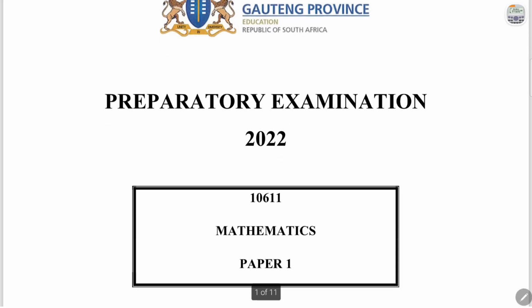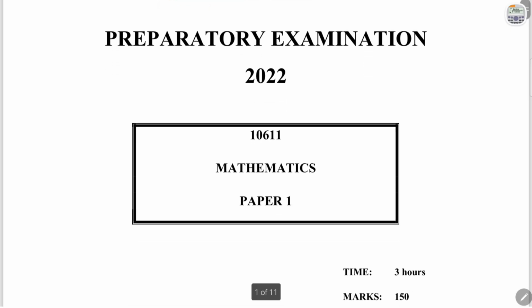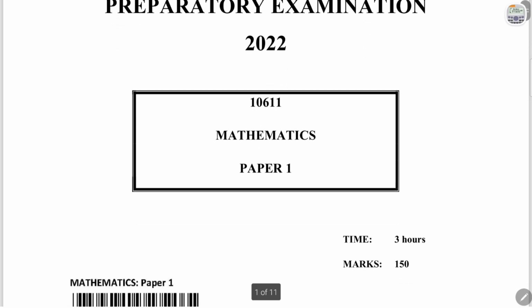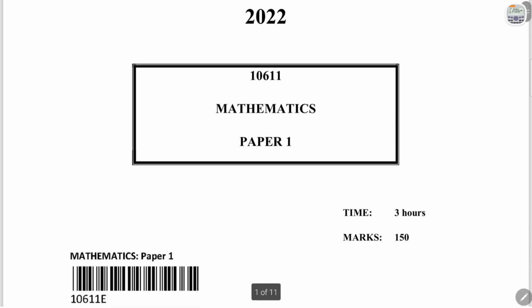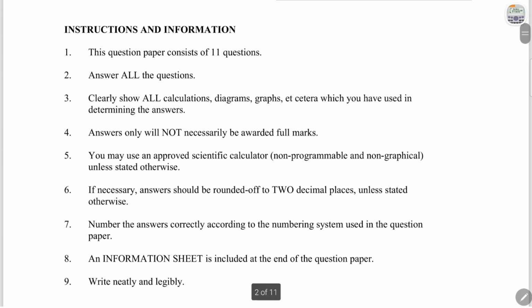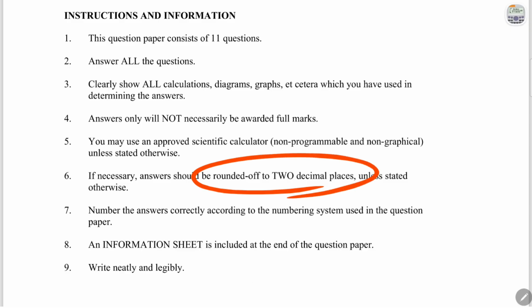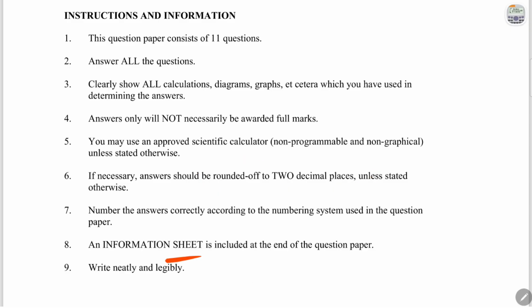In this video, we'll be working on the grade 12 preparatory exam for 2022, and this is specifically mathematics paper 1. Remember that the marks allocated is 150, and this exam is for 3 hours. Okay, so the instructions as usual, make sure to round off to 2 decimal places unless stated otherwise, and you have an information sheet at the end of the question paper. Okay, with that being said, let's get into this video.